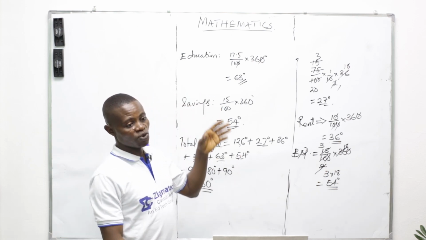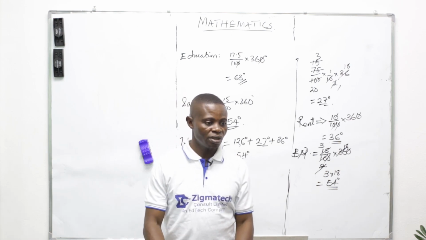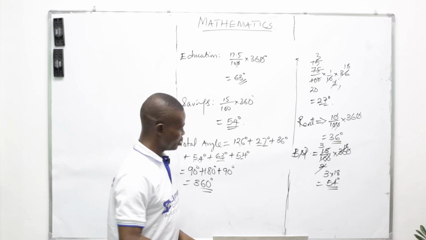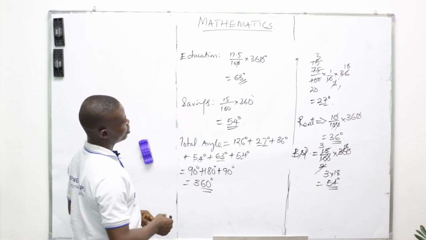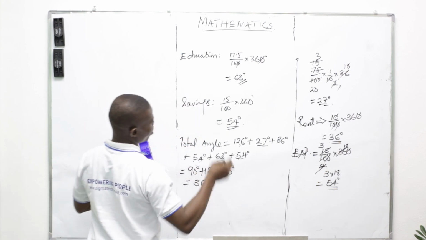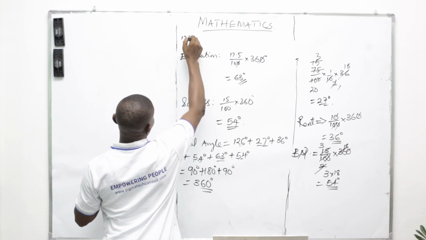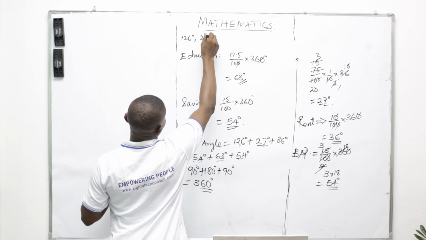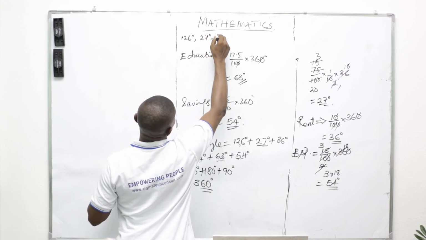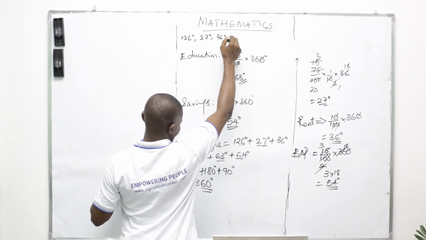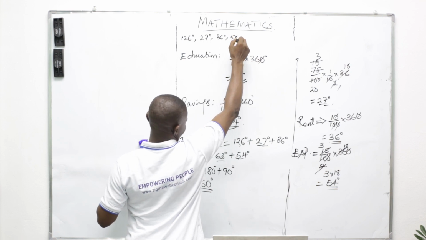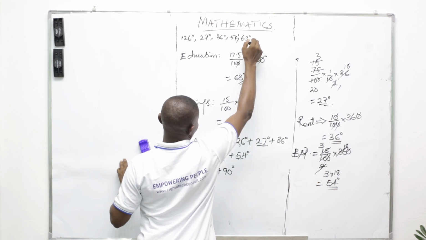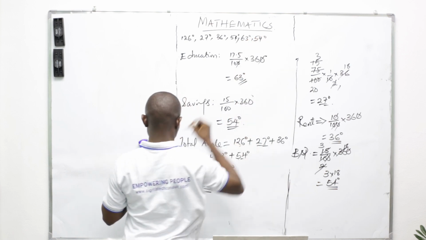Now it is time to illustrate the information on a pie chart. How do we do that? Keep all the angles we have somewhere. This is 126 degree, representing the first item. We have 36, we have 54, we have 63, and 54 again.